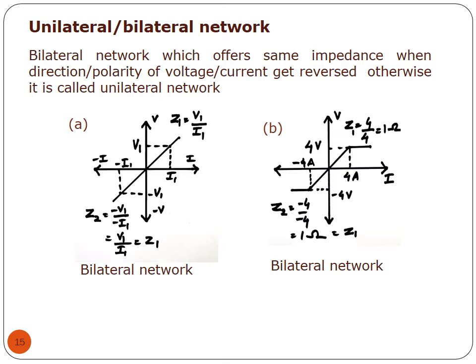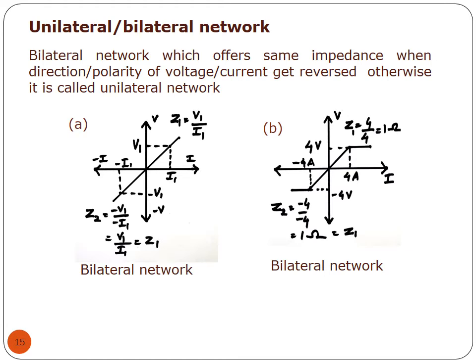Here in the first quadrant there are two coordinates of V and I. One is V1 and the second one is I1. So here the impedance Z1 would be V1 by I1. In the same way, if you go for the two negative coordinates, which are minus V1 and minus I1, the impedance is minus V1 by minus I1. So it comes to V1 by I1, which is exactly the same as impedance 1. So if both the impedances are the same, even though we have reversed the polarity of voltage or current, it is said to be a bilateral network.